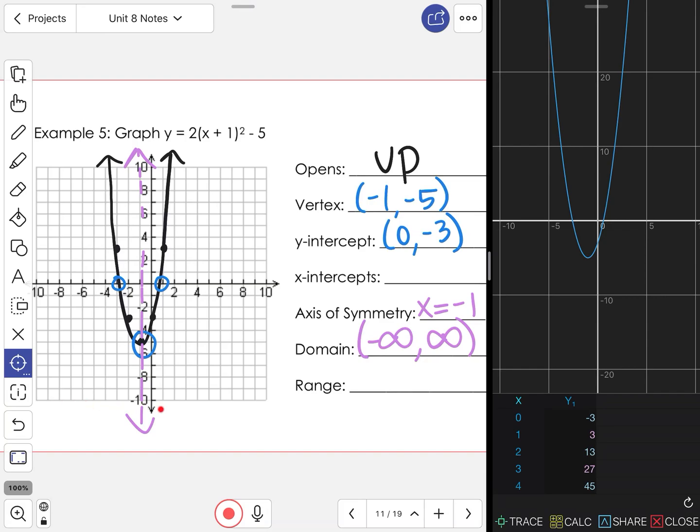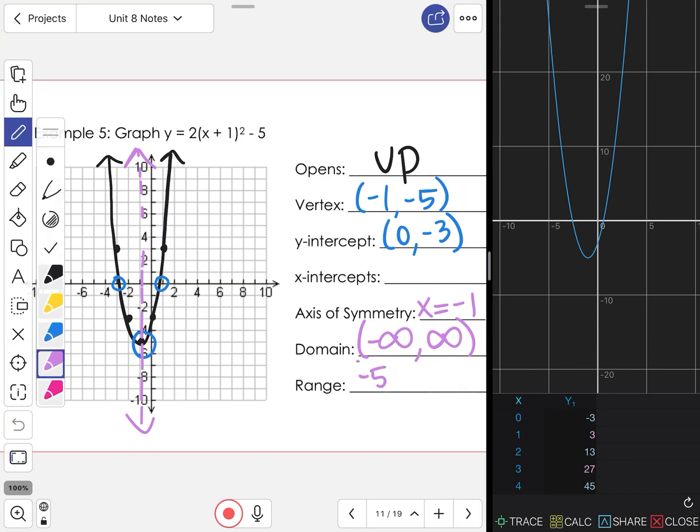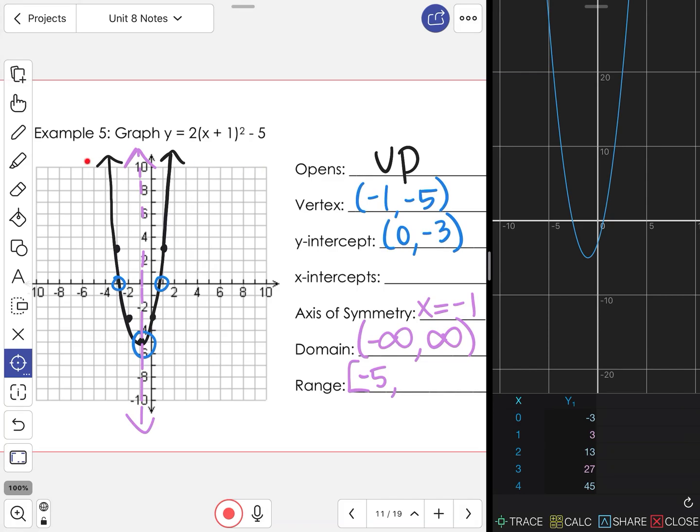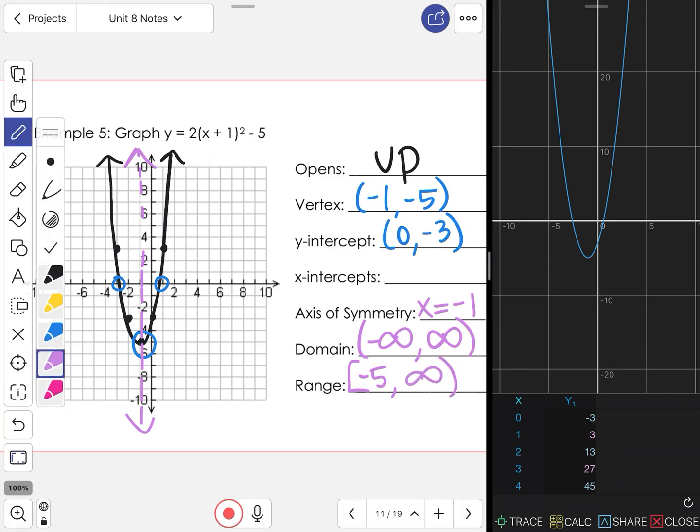Okay, for range, we're going to go back and forth until we touch something. Oh, and it looks like we touched down here at -5 on a point, so we're going to use a bracket. And the last time we touch is all the way at the top at arrows, so we're going to positive infinity.